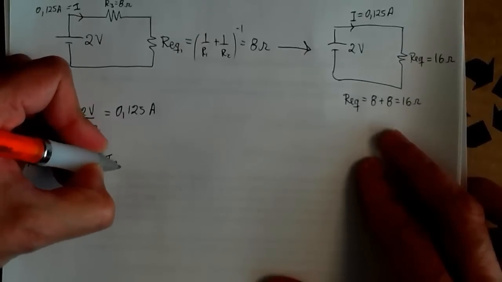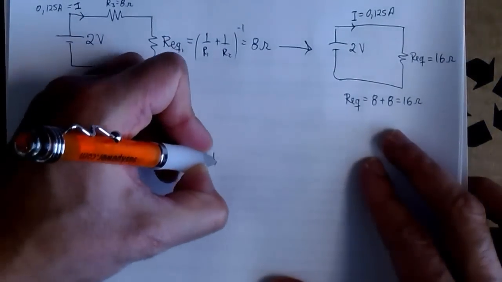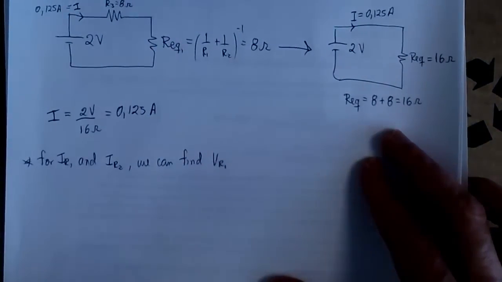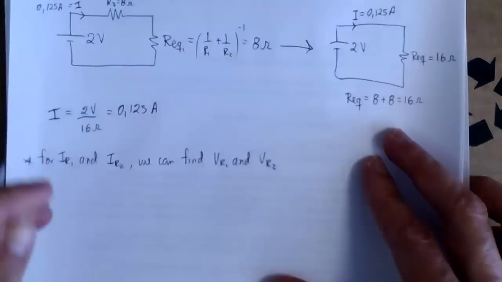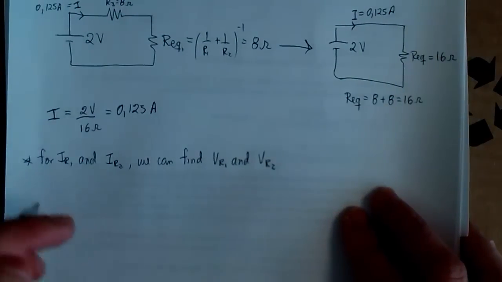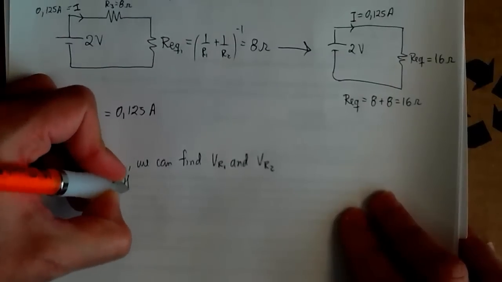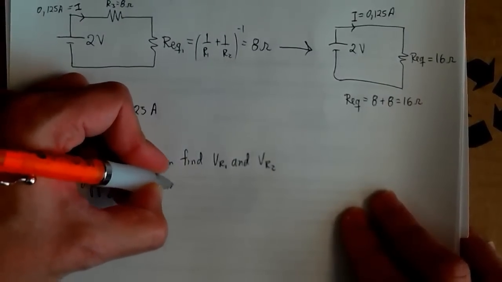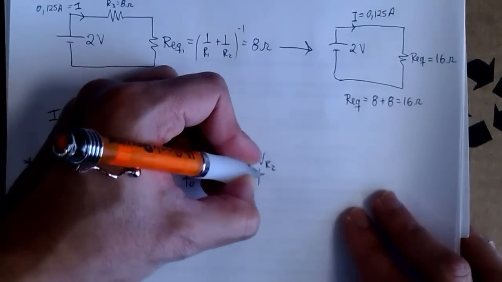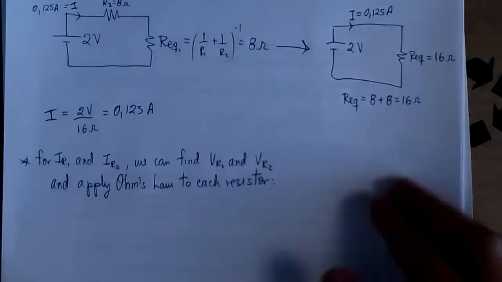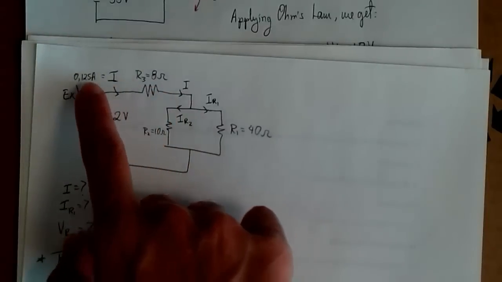So one way of finding IR1 and IR2 could be to find the voltages VR1 and VR2. VR1 is the voltage across R1 and VR2 is the voltage across R2. Now they're both in parallel, so the voltage drop across them is the same. If we can find that voltage, then we can easily apply Ohm's law, because we know the value of each resistor, to get each individual current. So the idea is to find VR1.